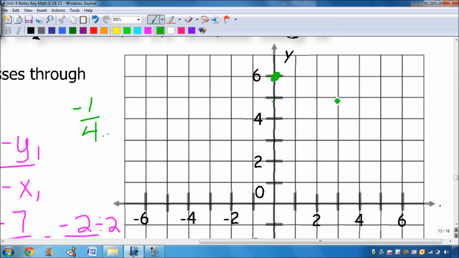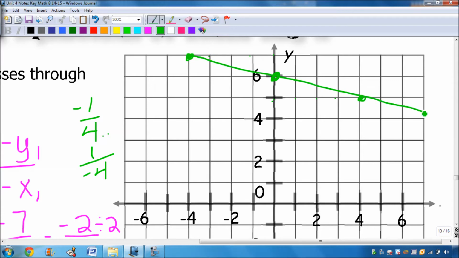So 1, 2, 3, 4. I can put a dot there. Now I'm running out of room. I can't go down 1 and to the right 4 anymore. So I can go the opposite direction. I could have a +1 over a -4. So I could go up 1 and to the left 4. And here's my other coordinate right here.